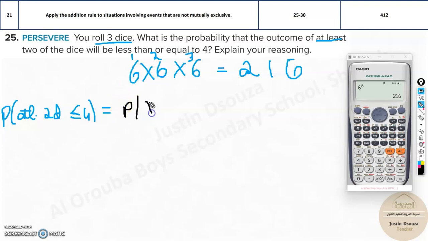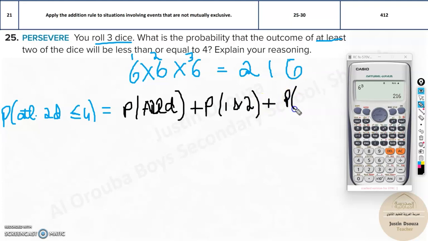Probability of all dice less than or equal to 4. Then plus probability of what? First and second. Let me write 1 and 2. Then we have plus probability of 1 and 3. And then what is there? Last one, plus probability of 2 and 3.